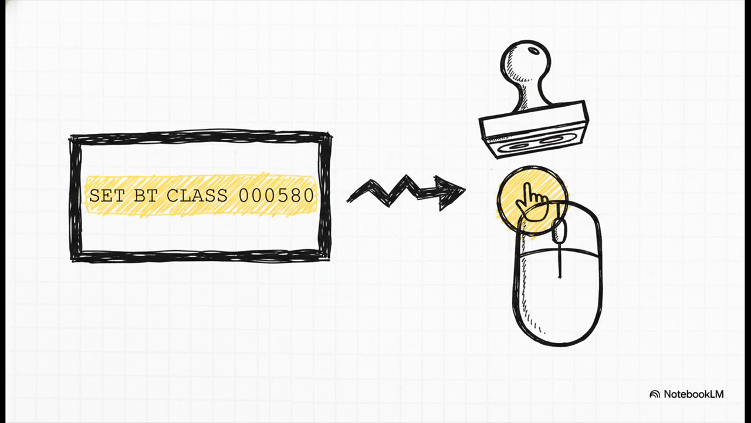A command that looks something like this. That's the official declaration. And that number, that isn't random. It's the universal code that basically means, hey everyone, I'm a computer peripheral, and more specifically, I'm a pointing device. That one line of code, and boom, the mouse is officially a mouse.